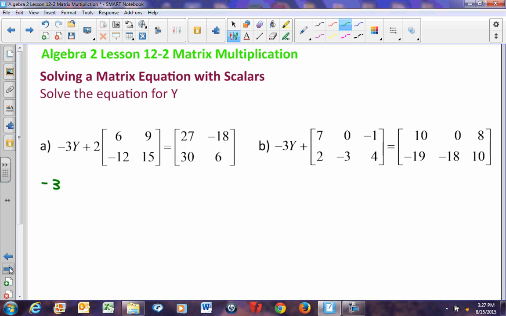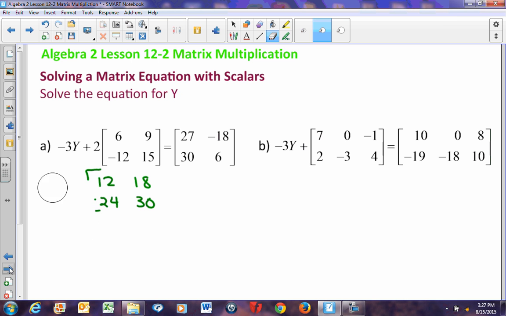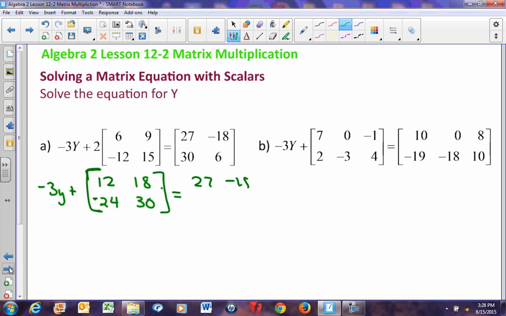I have negative 3y, plus, I multiply the scalar: 6 times 2 is 12, 9 times 2 is 18, negative 12 times 2 is negative 24, and 15 times 2 is 30. So I have this, oops, it's not equal, it's plus. My bad there. It's negative 3y plus this matrix equals [27, negative 18; 30, 6].